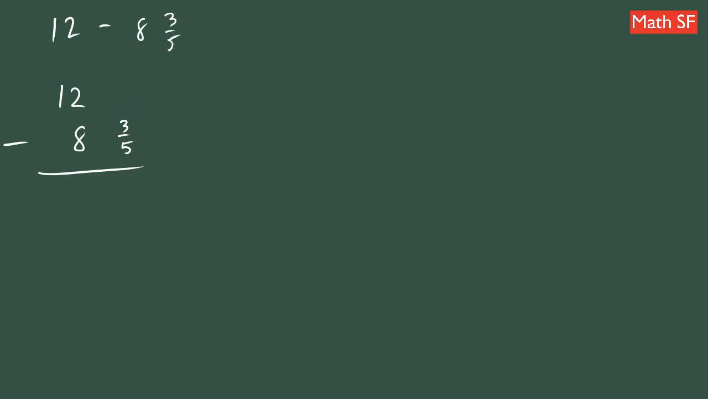We can't. Therefore this 12 should now become an 11, and we're borrowing one whole number. That 1 could be a 5 over 5 in order to match the denominator. So we're going to have 5 over 5 there. Now we can subtract. 5 minus 3 will be 2/5, and 11 minus 8 should be 3. We have to make sure that this part is not an improper fraction and is reduced, which it is. Therefore your final answer should be 3 and 2/5.